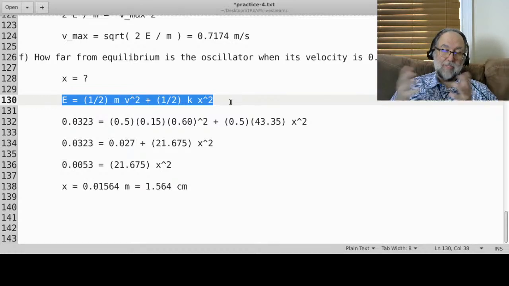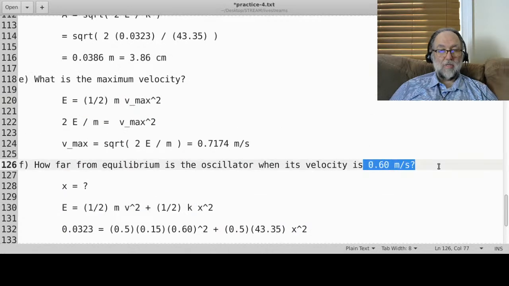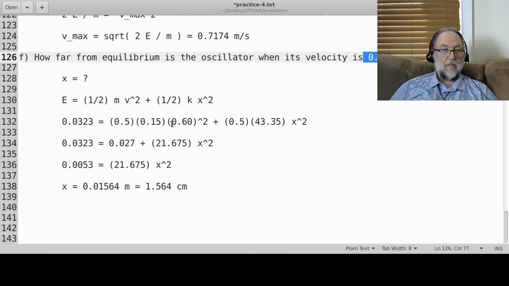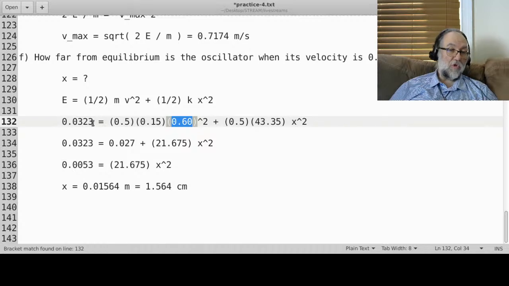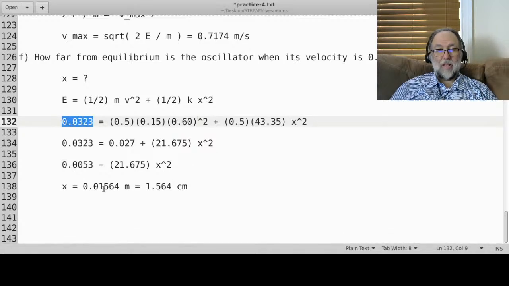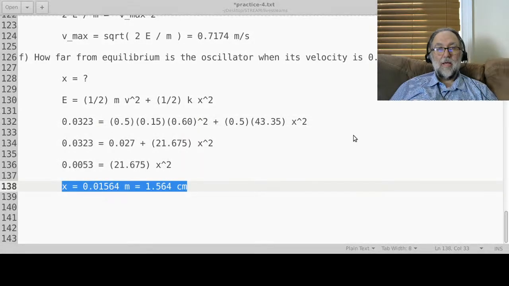Okay, so once again, I had to use the general equation there because it's not at the end point and it's not at equilibrium. It's at some arbitrary point. Okay, and I gave you the information that the velocity was 0.6 meters per second. There it is there. Okay, you know the total energy because you calculated it already, and you can solve for x. All right. Again, ask yourself, does this make sense?